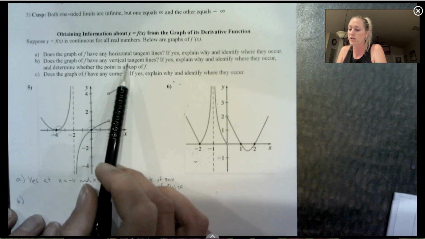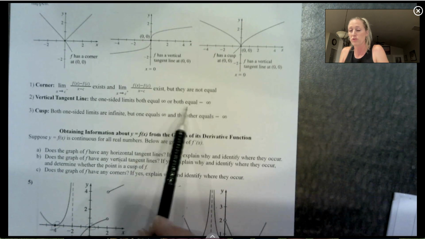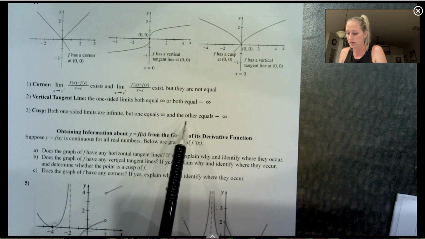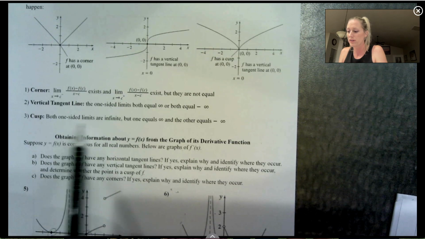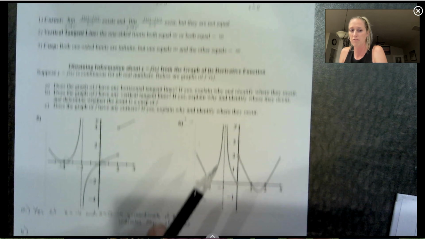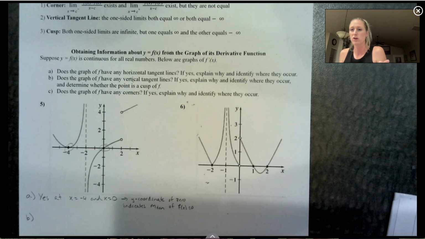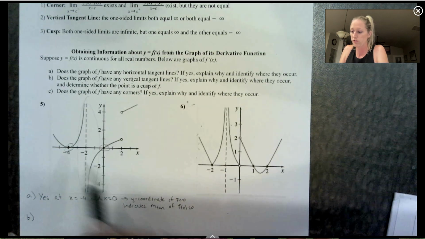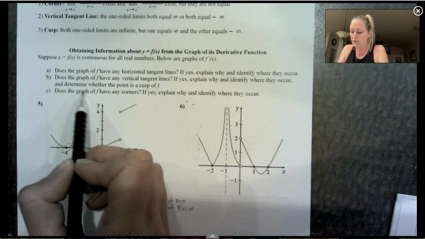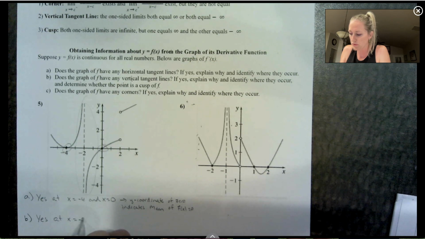Does the graph have any vertical tangent lines? So if I go up here, vertical tangent line, the one-sided limits both equal positive infinity or negative infinity. Or both one-sided limits are infinite, but one equals infinity and the other equals negative infinity. So if we look at this graph, and we look for those infinite limits, do we see the graph shooting to positive infinity or negative infinity? And we do right here, right? So the left-sided limit is going to positive infinity, and the right-sided limit is going to negative infinity. So we do have a vertical tangent line at x equals -2.